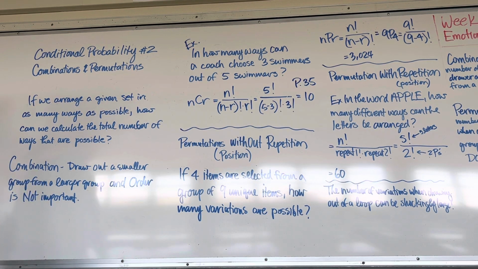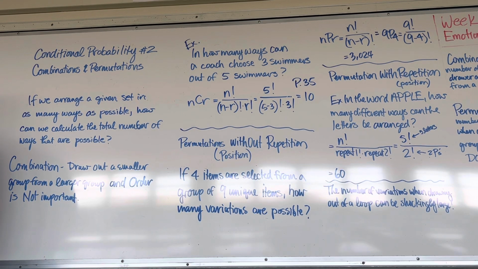So these are sort of an interesting idea. If we arrange a given set in as many ways as possible, how can we calculate the total number of ways that are possible? Here's an example of a combination. Draw out a smaller group from a larger group, and order is not important.